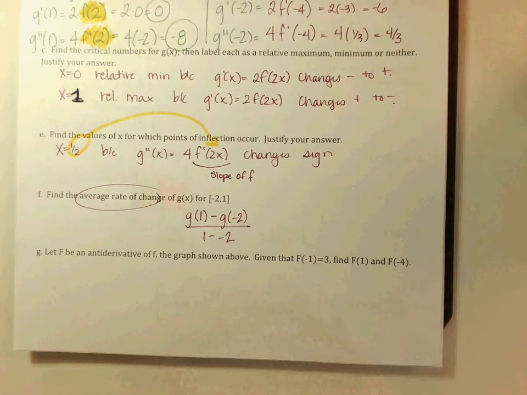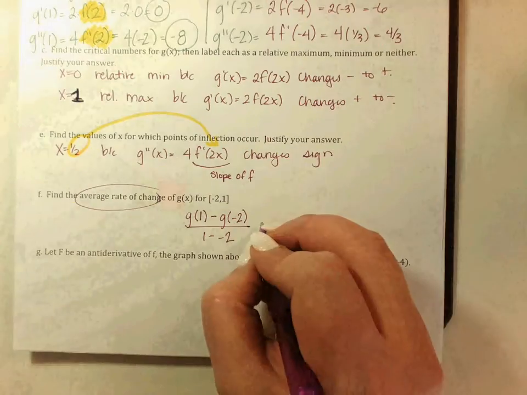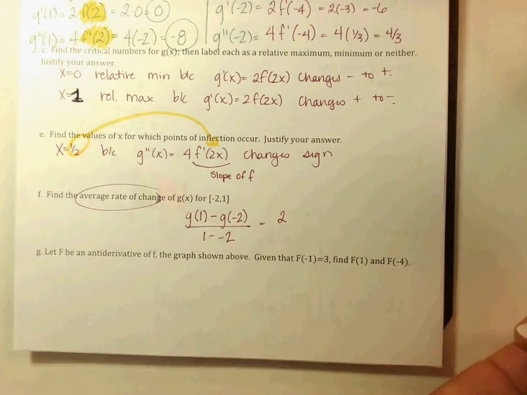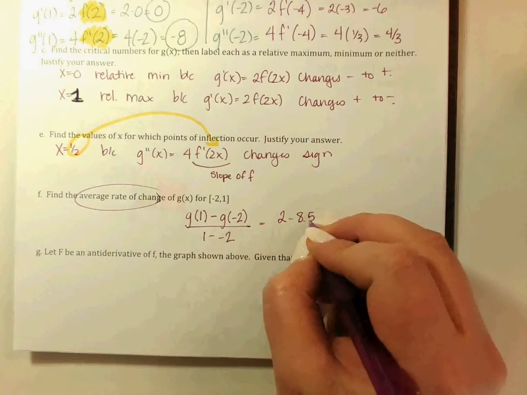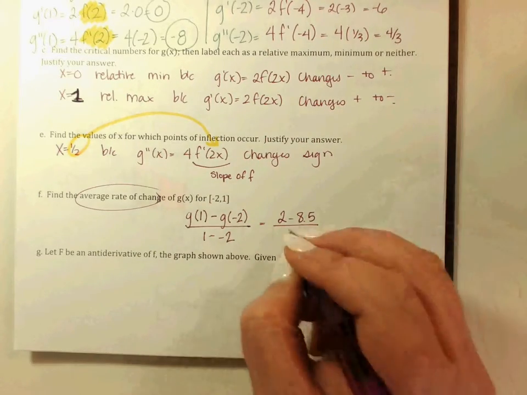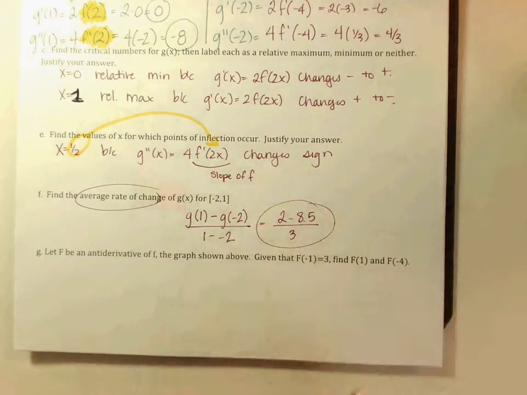What was g of 1? 2. What was g of negative 2? Okay, or 8.5, either way. And then 1 minus negative 2 is 3. Good?